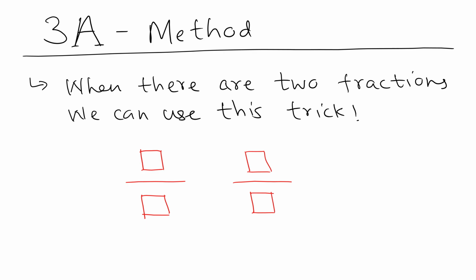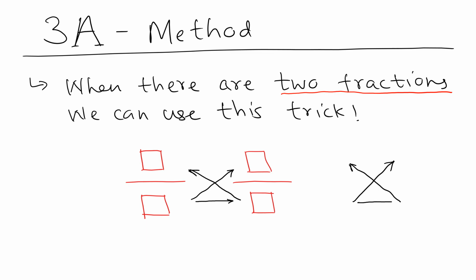If there are two fractions without common denominators, we can multiply them like this. First you multiply these two, and then you multiply those two, and then we also have one more arrow. We multiply these two also. So there are three arrows. This is what we call the 3A method, the 3 arrow method. Let's look at some problems.